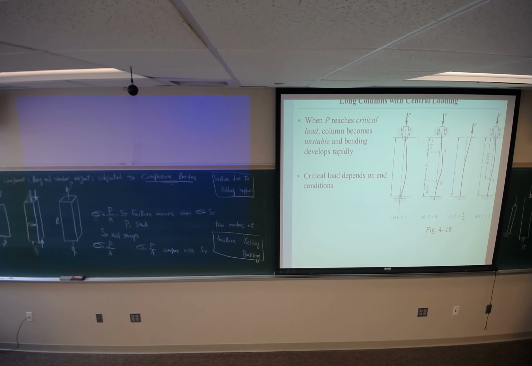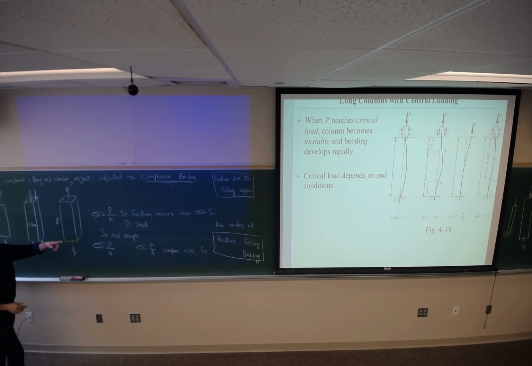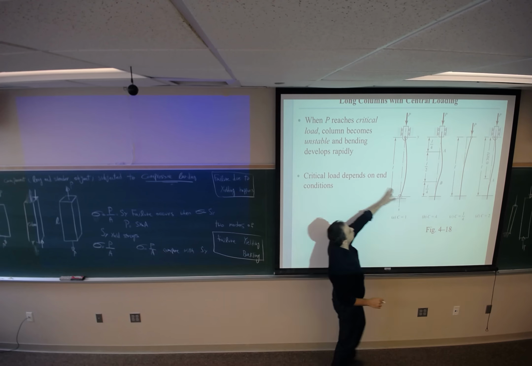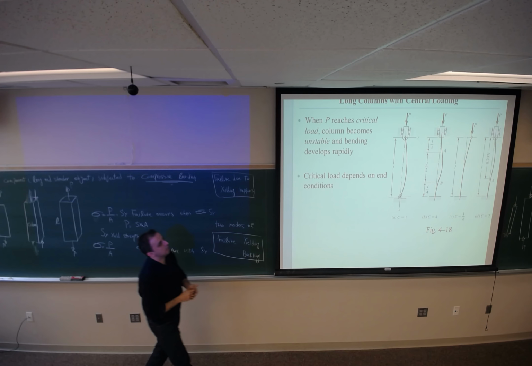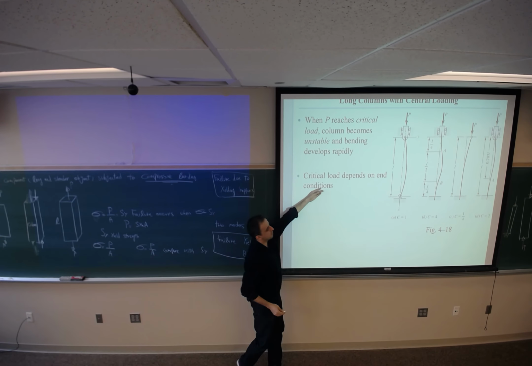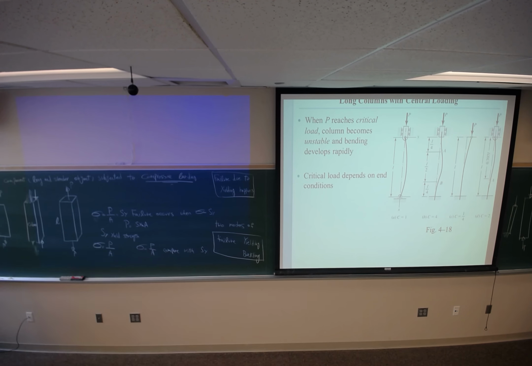So we have four different conditions, and as you see, the length of the columns for all four cases is the same, but you will see that the critical load is going to be different for these four conditions. So the critical load depends on the end condition. We would like to find the P critical for the column.